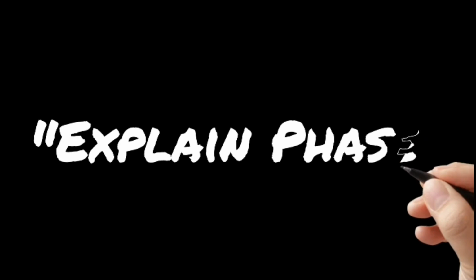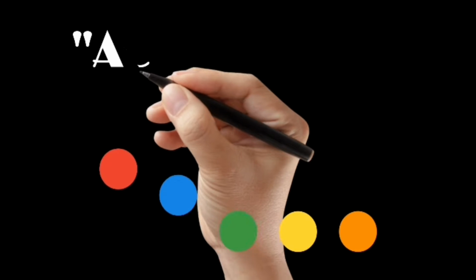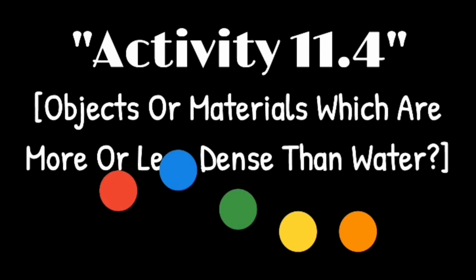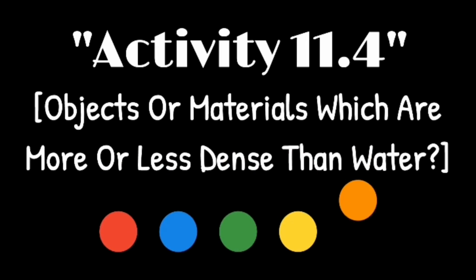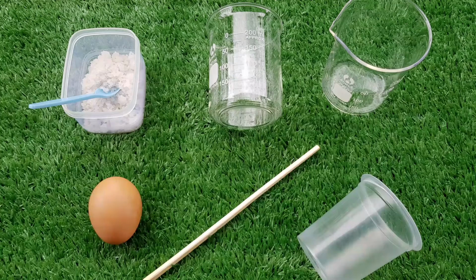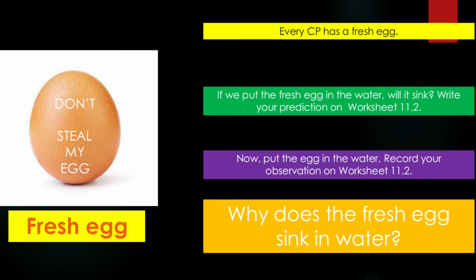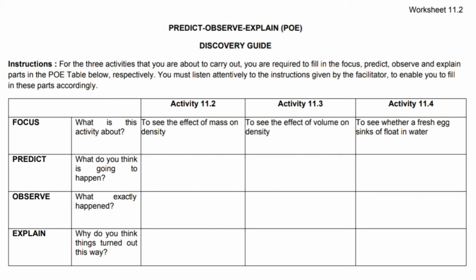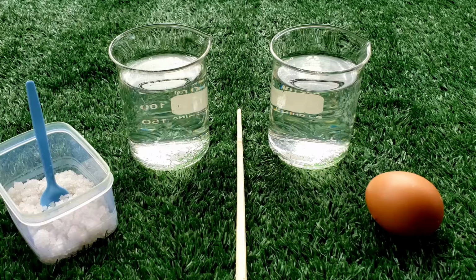Explain phase. Activity 11.4: Objects or materials which are more or less dense than water. Here are all the apparatus used for this investigation. If we put a fresh egg in the water, will it sink? Write your prediction in worksheet 11.2 and carry out the observation and fill in the columns given for activity 11.4.